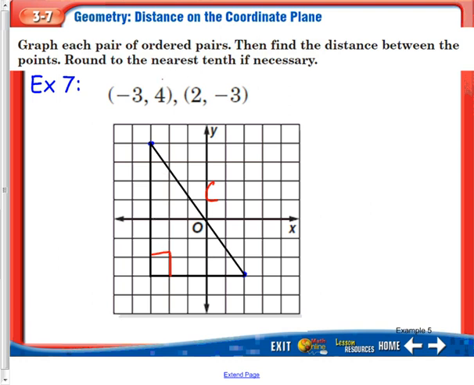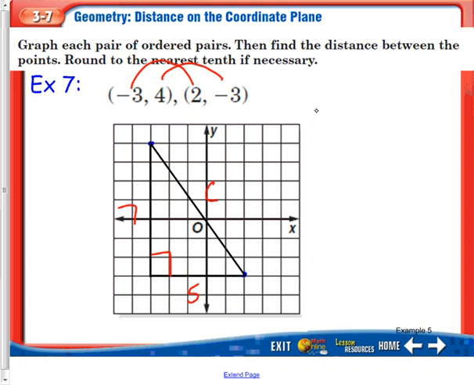So if you look at your values here, y values, we have a difference of 7. So we know this should be 7. 1, 2, 3, 4, 5, 6, 7. And then down here, 1, 2, 3, 4, 5. You can count it, or you can just say, okay, between -3 and 2, there's a distance of 5.